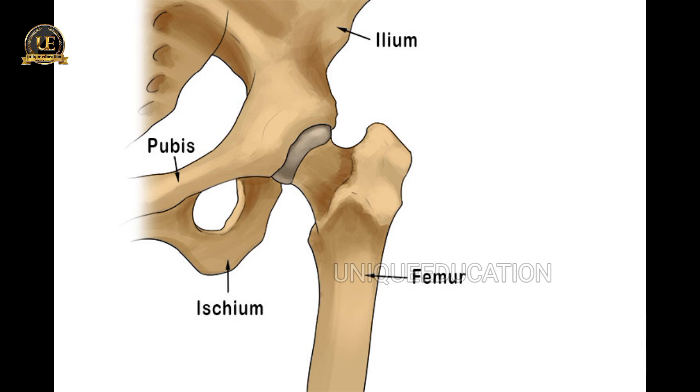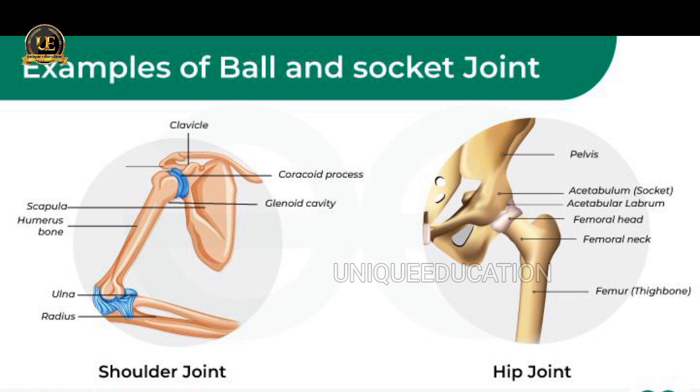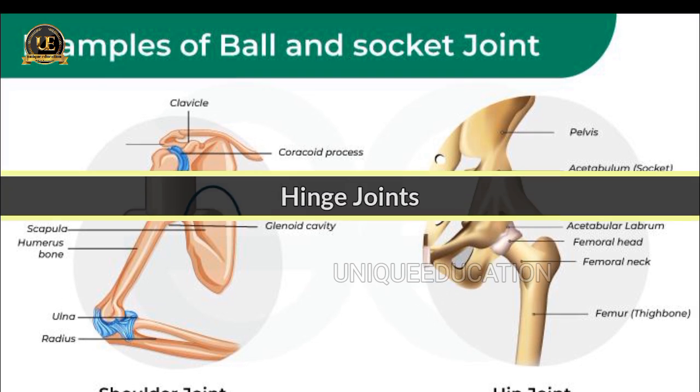Shoulder joint, the glenohumeral joint: the head of the humerus, the upper arm bone, fits into the glenoid cavity of the scapula, the shoulder blade. Hip joint: the head of the femur, the thigh bone, fits into the acetabulum of the pelvis. These joints are crucial for activities that require a wide range of motion, such as throwing, lifting, and rotational movements.